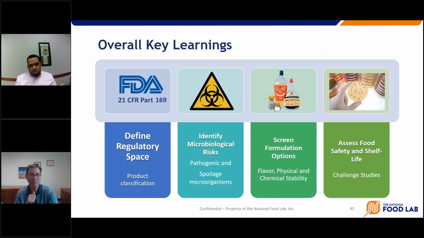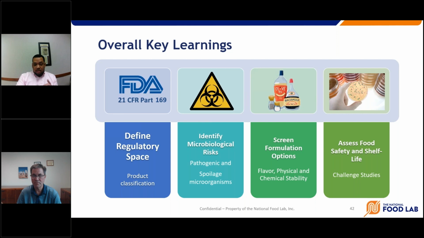So in a nutshell, what are the key learnings of the different approaches you can take? First of all, you need to understand where your product will fall into this space of the regulatory framework, right? Next thing you need to know is what the risks are. You need to be able to identify clearly what microbial risks you're going to be facing based on your different formulation, different incoming ingredients, and the process steps that you actually have.